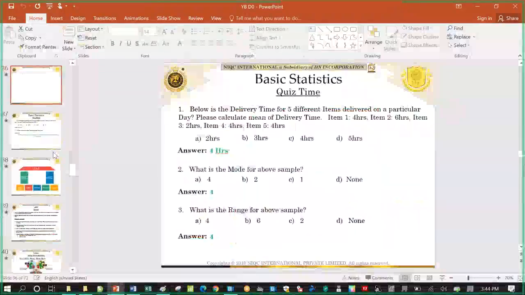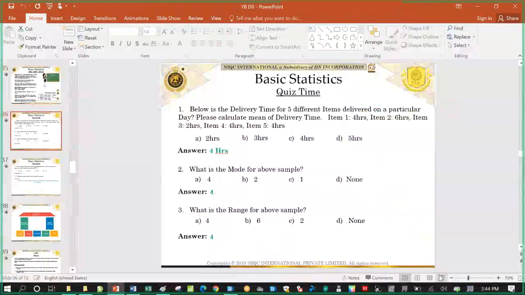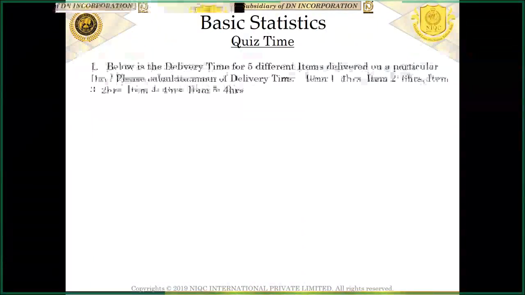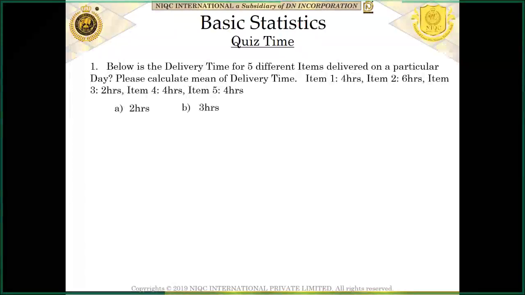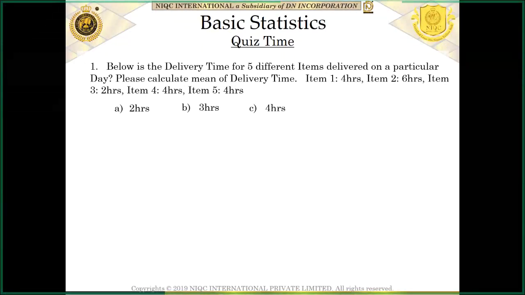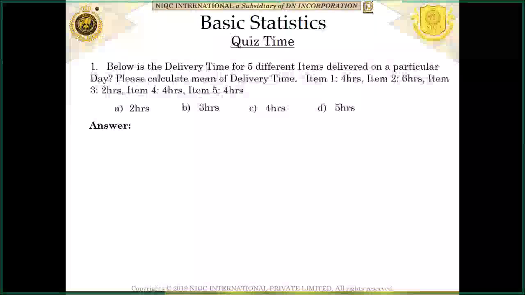Okay, quiz time. I can ask now. And I hope you're not referring to the notes, you're only seeing the screen. So the first question is for Naveen. Below is the delivery time for 5 different items delivered on a particular day. Calculate the mean of delivery time. Naveen, oh you did. Yes. It's 4 hours.